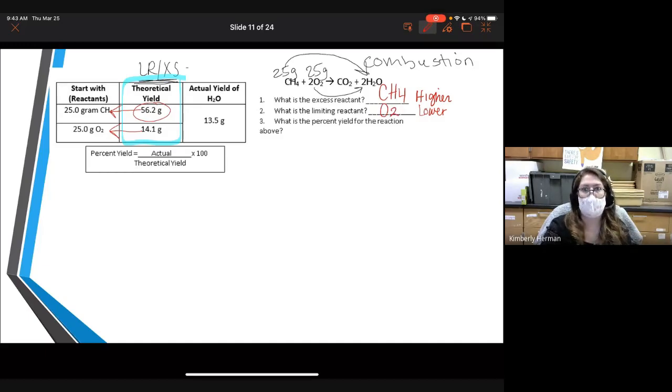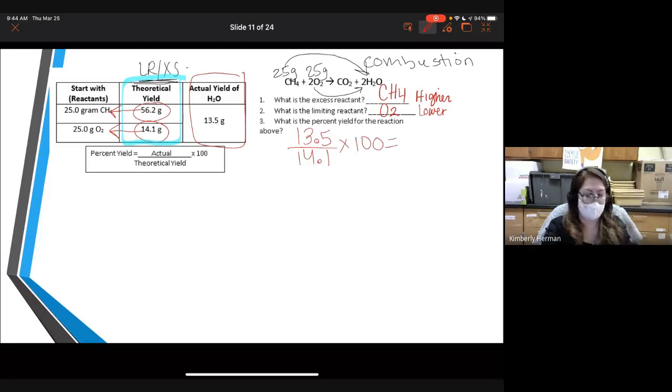Now it says, what is the percent yield for this? So remember, we have to do our actual, which is going to be our final tab. So we're going to do 13.5 over, well, which theoretical do you use? The one that limits it as your lower or the one that's higher as your excess? Well, we're going to use the one that's lower that limits it. So we're going to do 13.5 divided by 14.1 times 100.